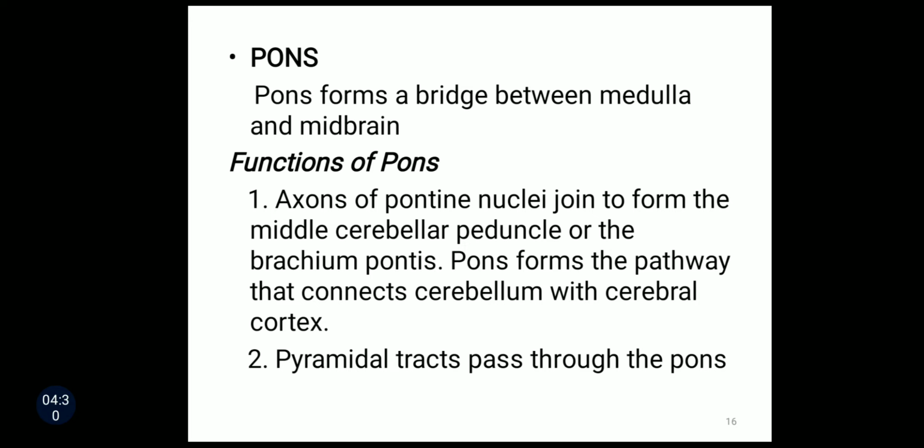Some of the important functions of the pons: the first function is that it is a pathway which connects the cerebellum and cerebral cortex. The axons of the pontine nuclei join to form the middle cerebellar peduncle, or the brachium pontis, and form the pathway that connects the cerebellum with the cerebral cortex. Then the second function is that the pyramidal tract passes through the pons.